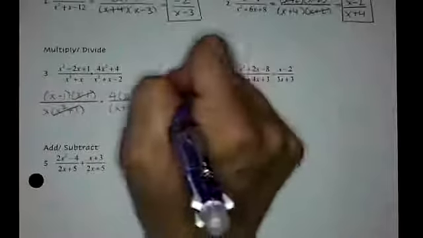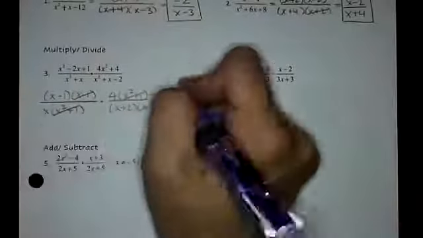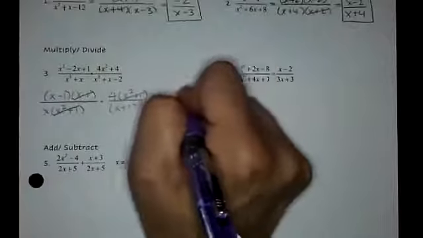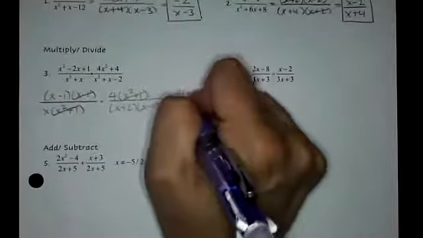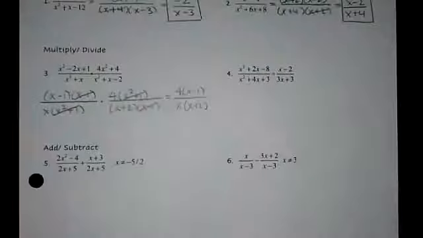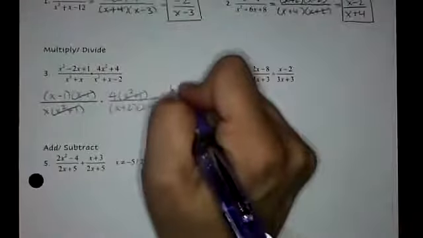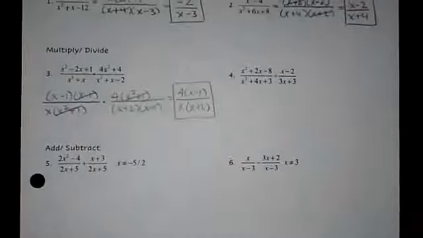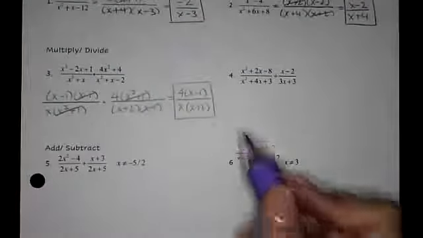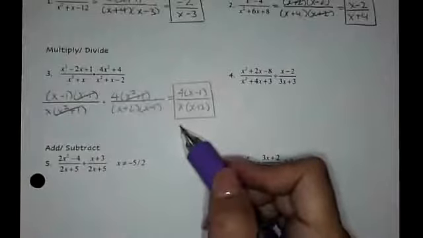Now we're ready to multiply across. So we've got x minus 1 times 4. And in the bottom, we have x times x plus 2. This is the best way to leave your answer in the factored form. So you want to leave it just like that. That shows that nothing else can be canceled or reduced.